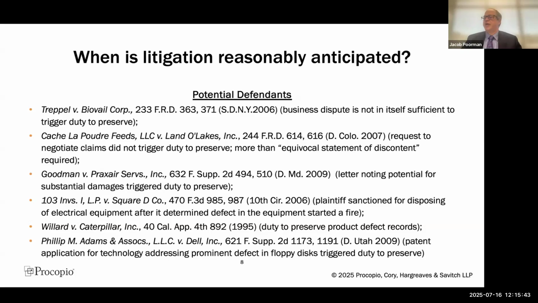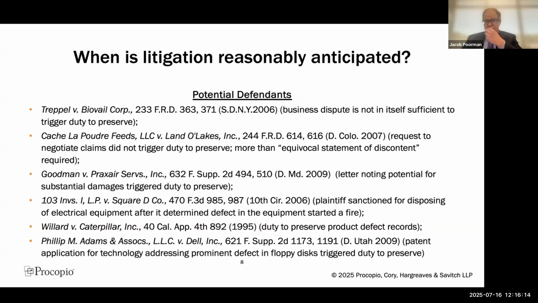I should also note here that although the standard is reasonable anticipation of litigation, the duty to preserve can also be triggered where a company receives a subpoena or receives notice that it will be subject to a governmental investigation. In those instances where there is a clear threat of litigation or investigation, the company should reasonably anticipate that it may be subject to a lawsuit or investigation and is therefore obligated to take reasonable steps to preserve its ESI.